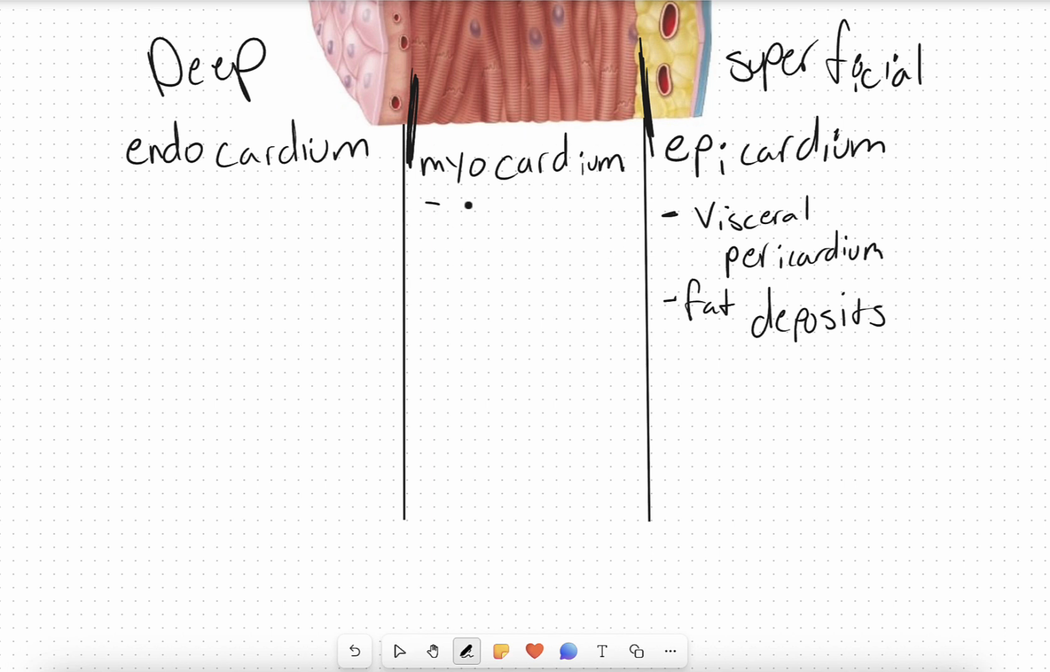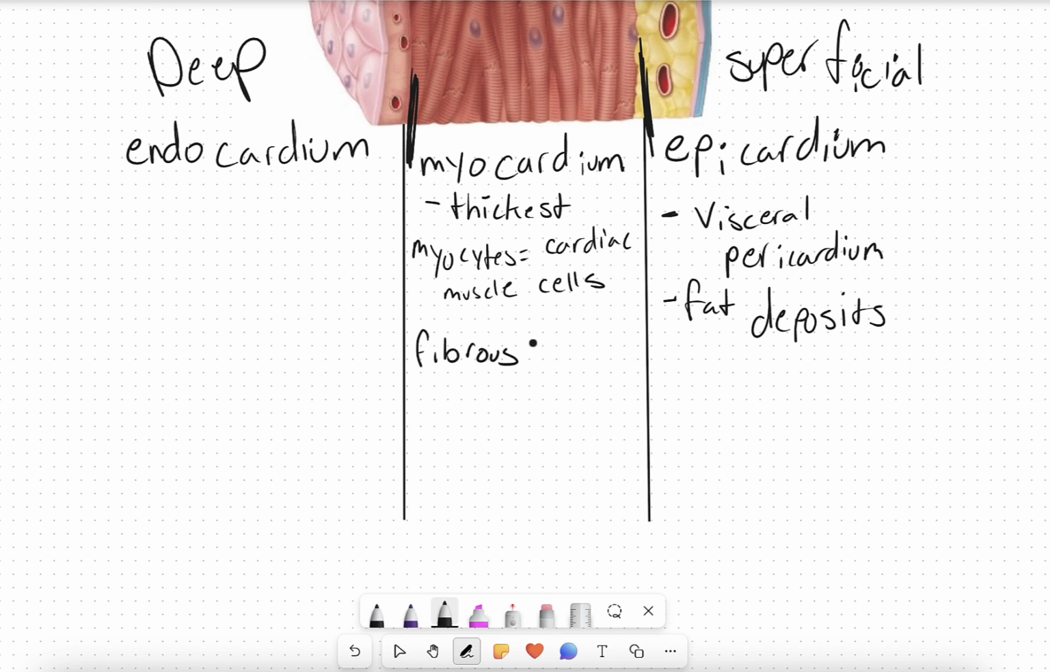The middle layer of the heart wall is called the myocardium, and this is the thickest layer. It's made up mostly of myocytes, which are the actual cardiac muscle cells. And then throughout the entire layer, there is a fibrous skeleton that helps to provide structure at some of the sections that might need it a little bit more, like the septa found between the different heart cavities.